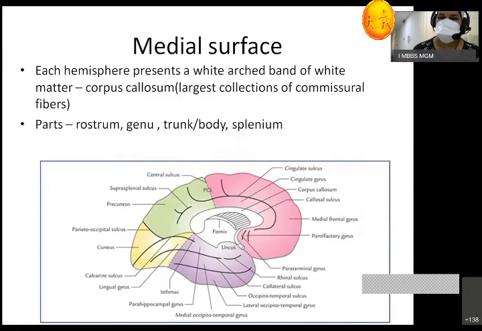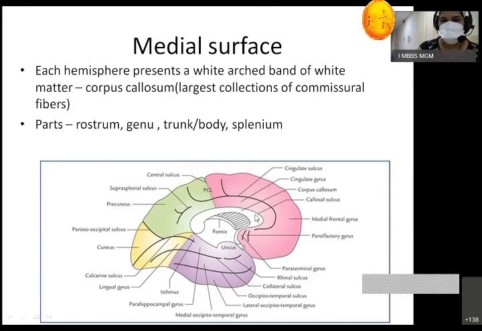Then on the medial surface, the most important structure you can see is the corpus callosum. This corpus callosum has a first part called the rostrum, which continues with a lamina called the lamina terminalis. So it is not separate, it continues from the lamina. From here, then it bends. Due to bending, the most forward or most anterior structure will be the genu of the corpus callosum.